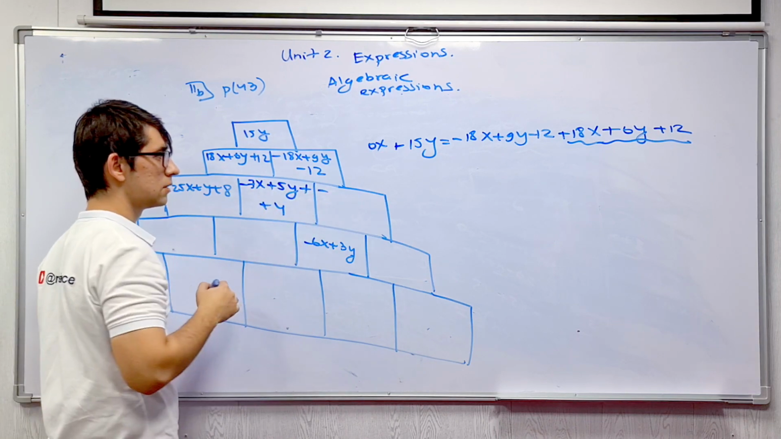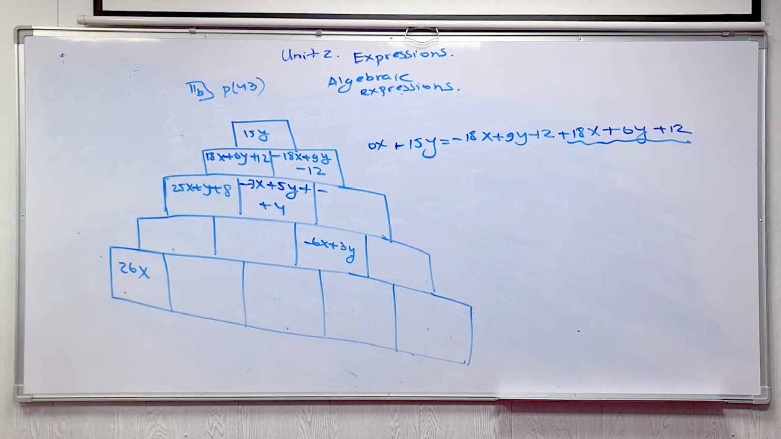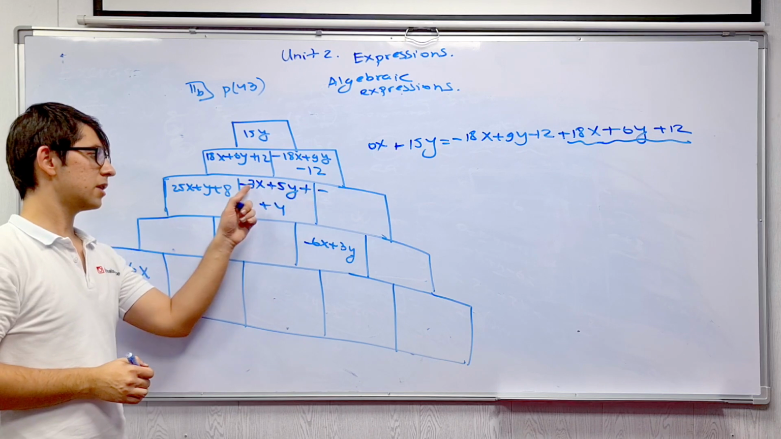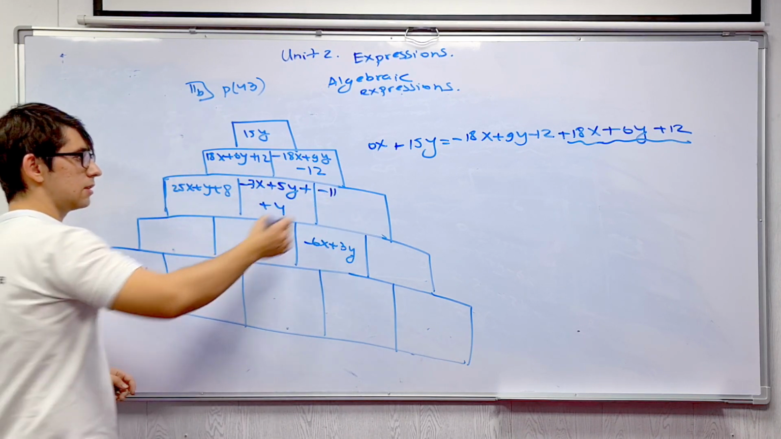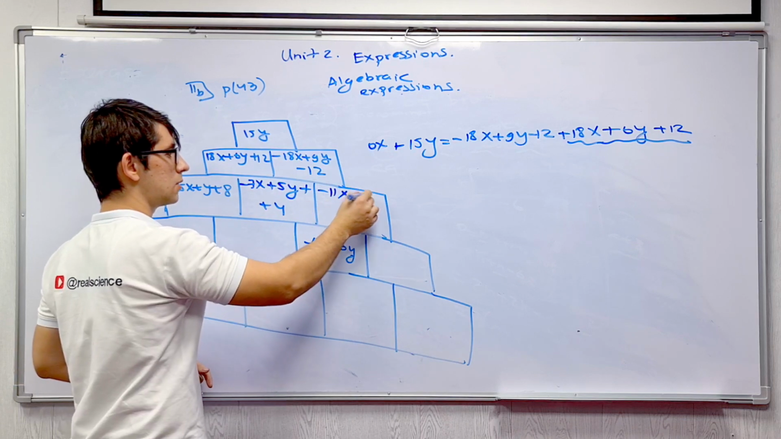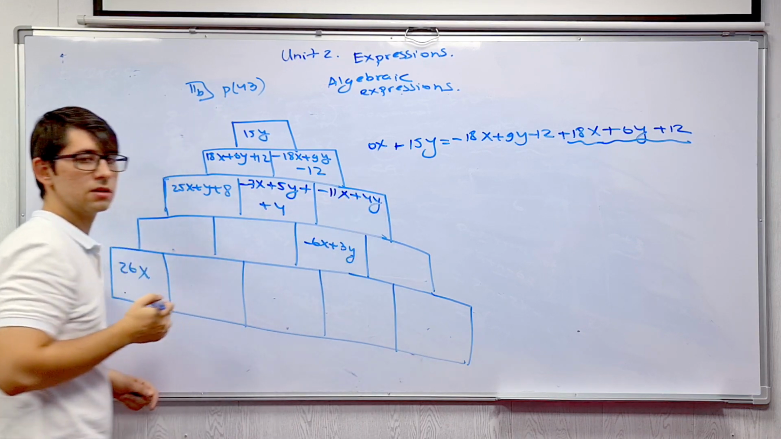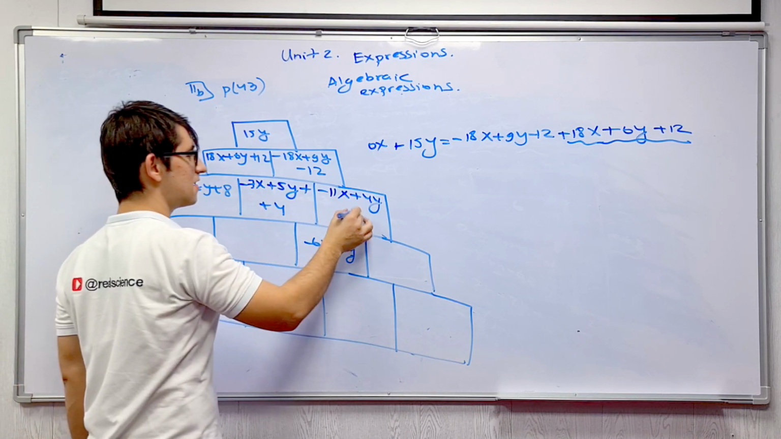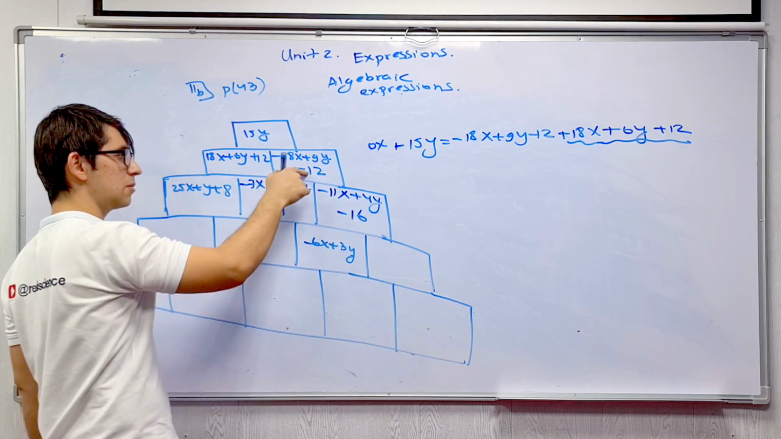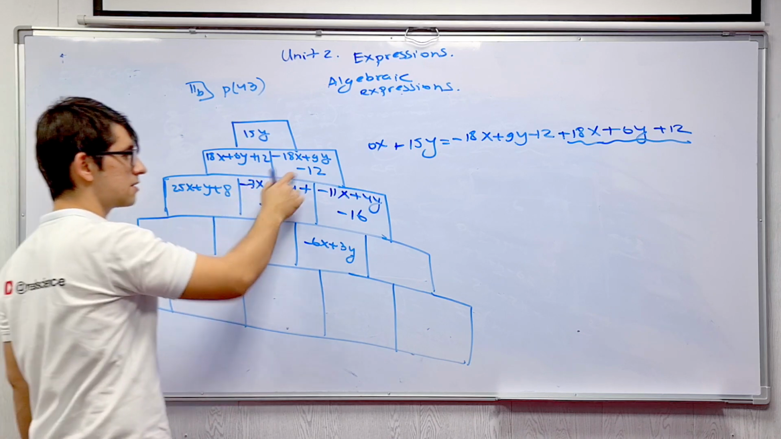Minus 8x. No, it is not 12, because 12 minus 7 will be minus 19. Minus 11, right? 11 plus 4y. Plus 4y. Minus 16. Minus or plus? Minus 16, right? Minus 16 plus 4 will be minus 12, because here you have minus 1.